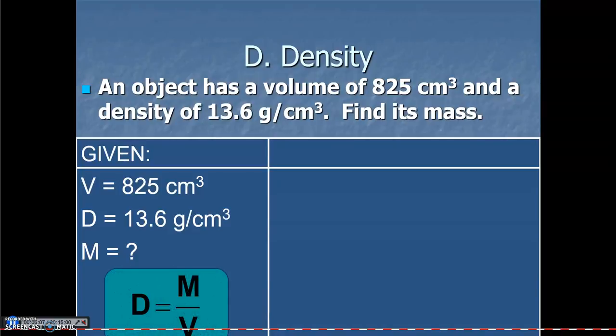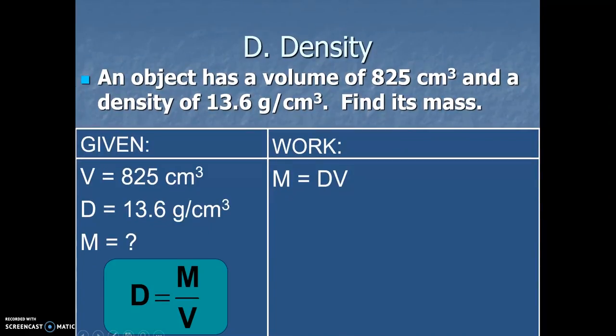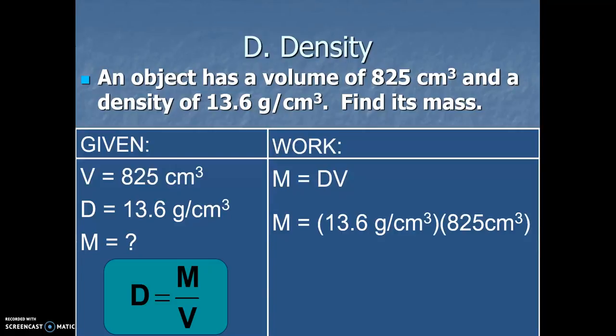So since density is mass over volume, what we're going to do is rearrange that equation so we can determine the mass to be equal to density times volume. So we will multiply those two numbers together. Our units of cubic centimeters will be able to be canceled out. We'll be left in units of grams. And we have three significant figures in both measurements, so our final answer needs to have three significant figures. So our final answer for the mass is going to be 11,200 grams, or 11.2 kilograms.